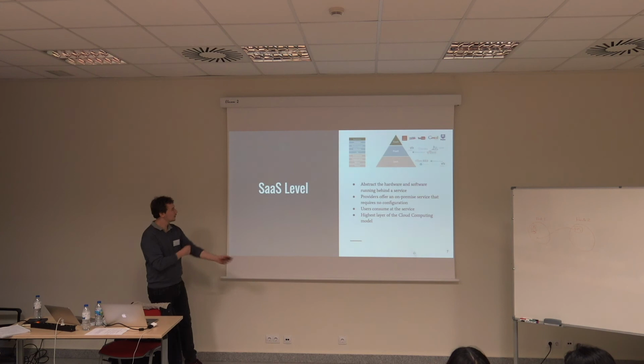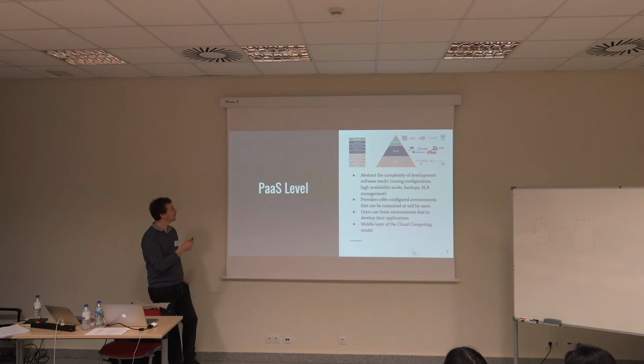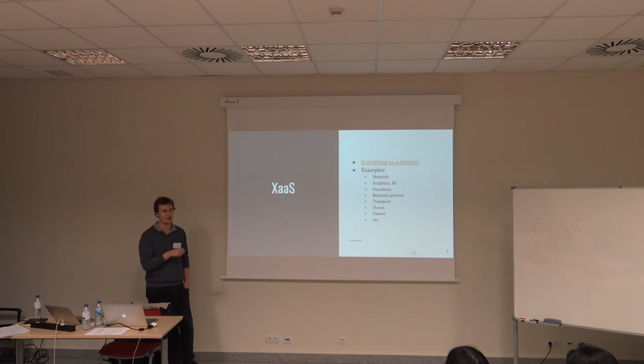No questions? Yeah. And so as you saw, there was the infrastructure service level, the platform as a service level, the software service level, and in fact, there is also everything as a service. This is a common model where people consume a service and pay for what they use. So you have some people providing network as a service, function as a service. You also have transport as a service. For example, Uber is a transport as a service. So this everything as a service is very popular in the world.